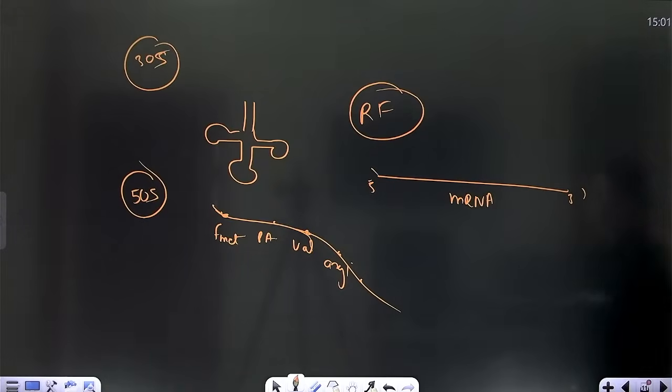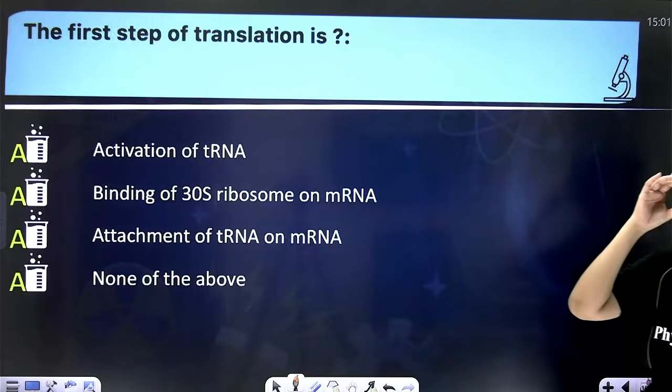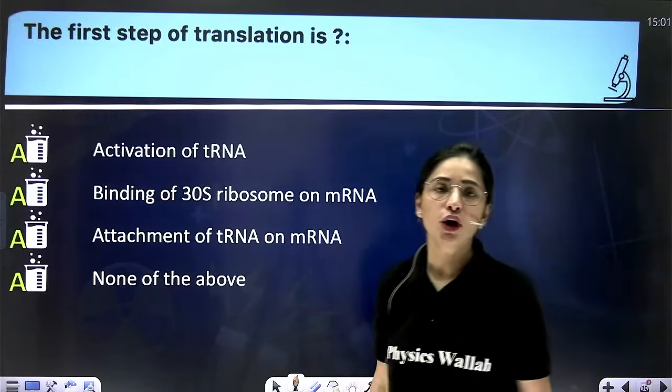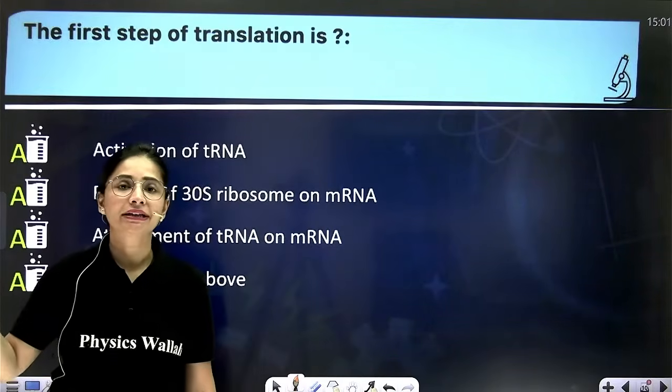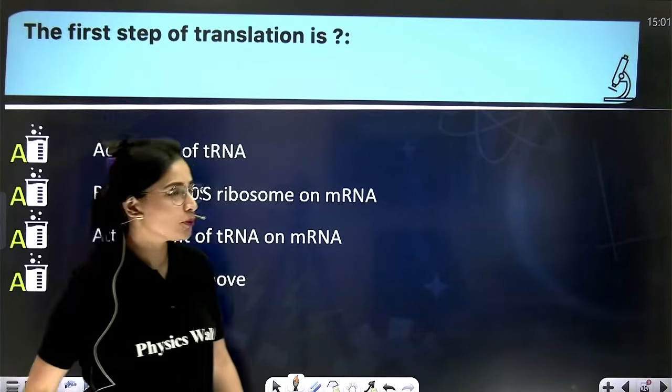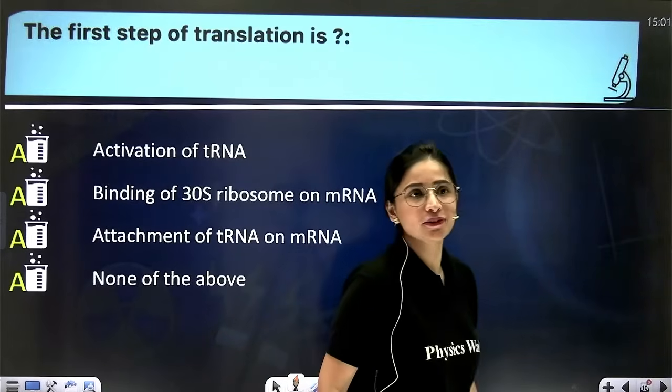It is an energetically expensive phenomenon. It requires energy in the form of GTP. The enzyme is a ribozyme, which is peptidyl transferase. I hope you all have understood this whole process of translation.